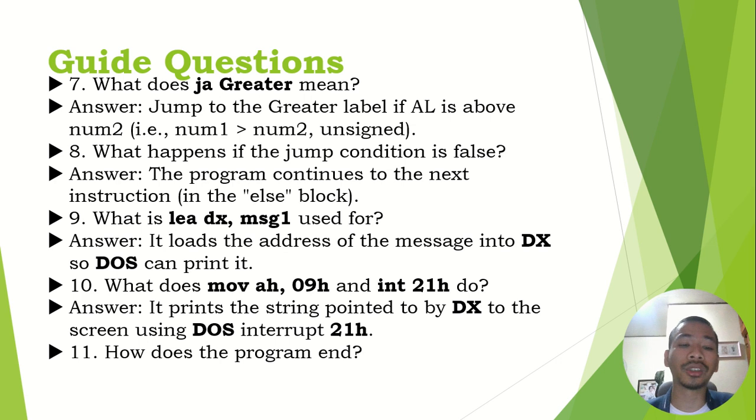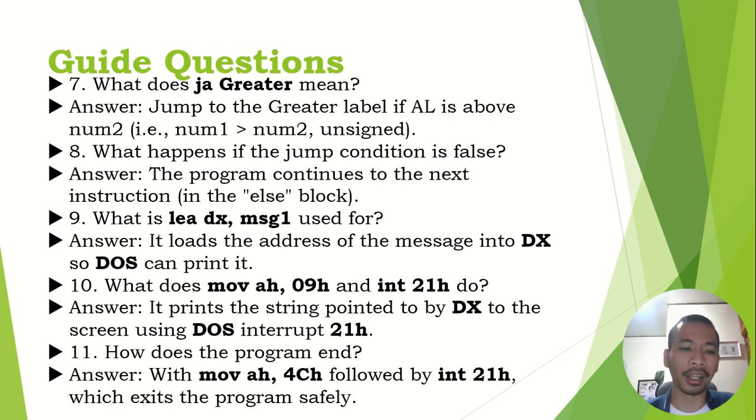Number 11, how does the program end? How are we going to end or terminate the program? Okay, the answer is MOV AH, 4CH followed by INT 21H, which exits the program safely. You can revisit our previous code, or you can go back in our video here. You can check the last part, where we already have comments on how to end the assembly program.